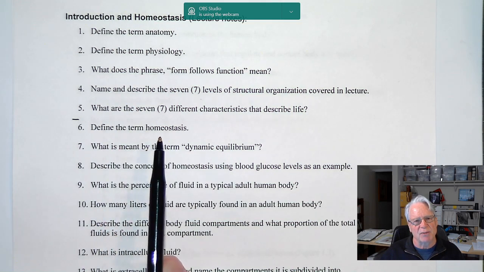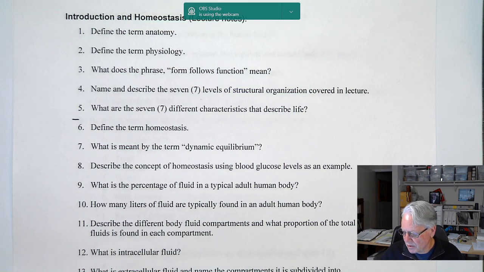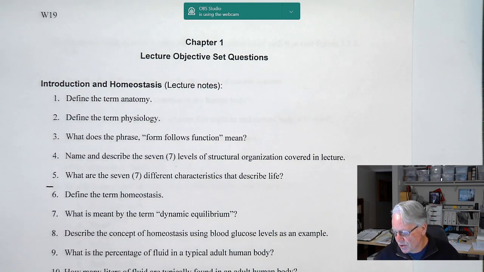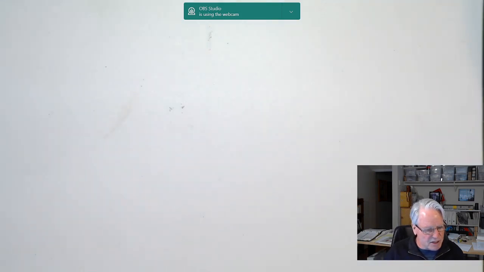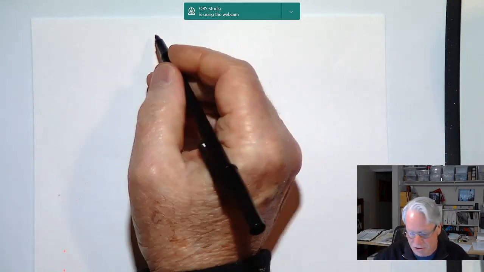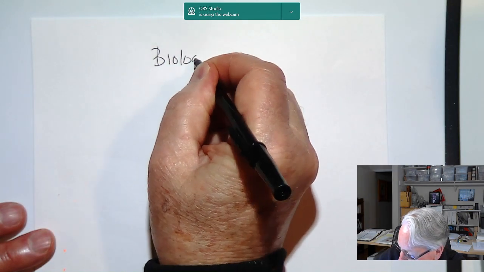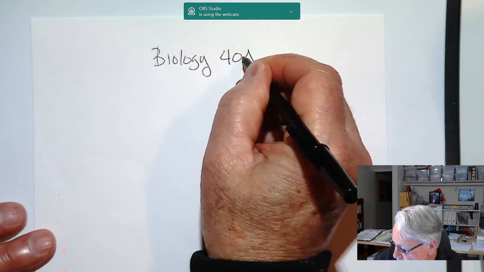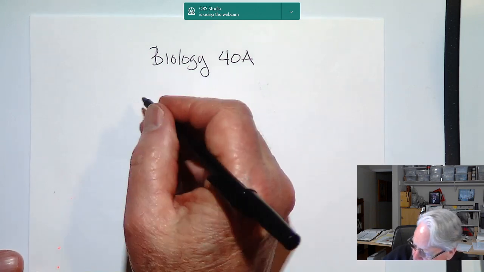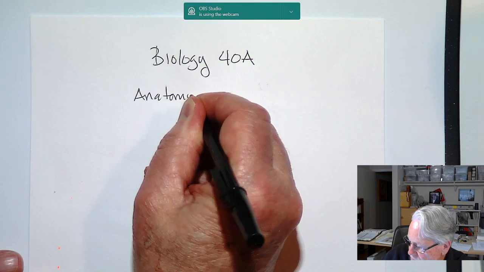The second lecture that we'll have will finish the rest of the objective set questions, and this is where we get into talking about homeostasis. So that's going to be the second presentation of this lecture series for Chapter 1. So let's begin with the definition or the description of our course. So this is, as you know, Biology 40A. And we're going to look at human anatomy and physiology.